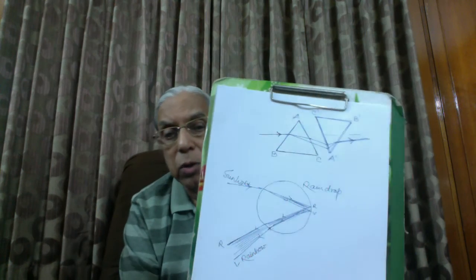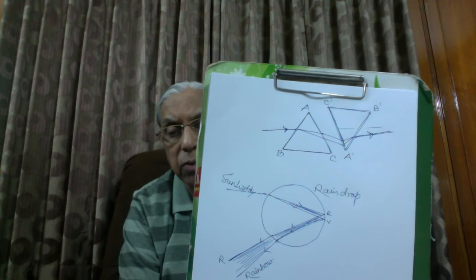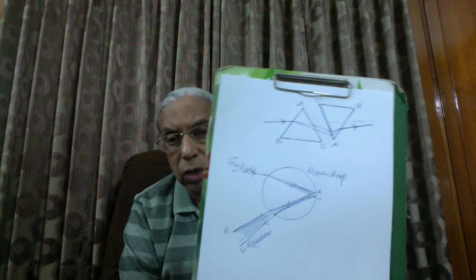What is the experiment I am going to perform? To prove that white light is made up of 7 different colors, I make use of two prisms. How exactly do I use these two prisms? I place one prism as usual and the other prism I keep inverted, as I show now here in the figure. Now you'll be able to see that ABC is one prism, A dash, B dash, C dash is another prism kept inverted. I pass white light through the first prism.